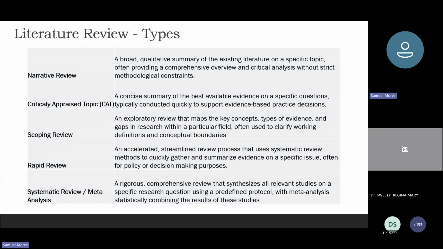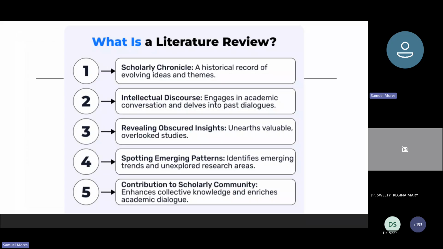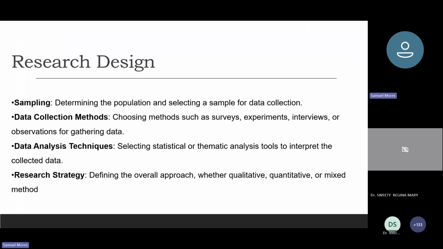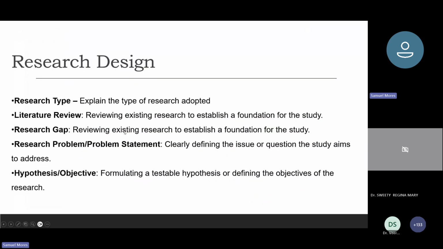So in research design, after writing about what type of research you have done, this is the first one. After writing about what type of research you have done, you have to write about what methodology you have followed to do the literature review.